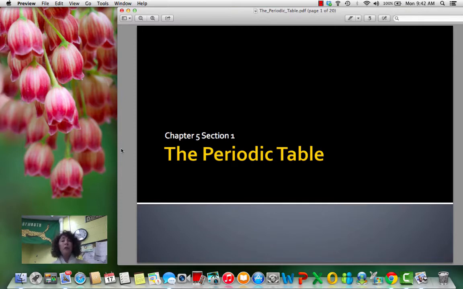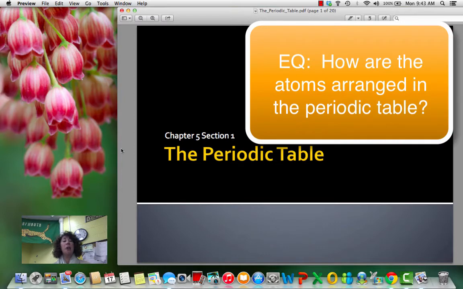Okay, so now let's try to get a good understanding of the structure of the periodic table, which of course is the chart that contains all of the elements that are made up of these atoms.